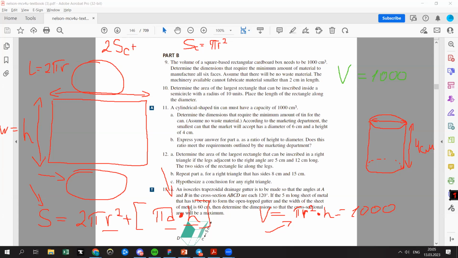P times d times h. Because 2pr equals p times d. You got it? Yeah. 2pr is square. We're gonna change for d squared, d squared divided by 4, or I would prefer d over 2 to the second power.